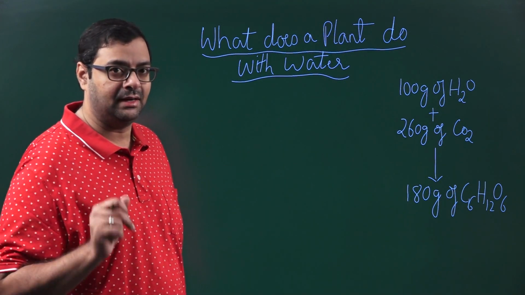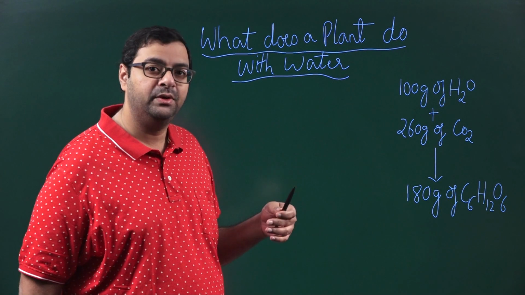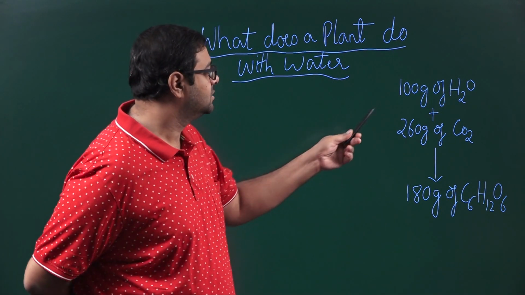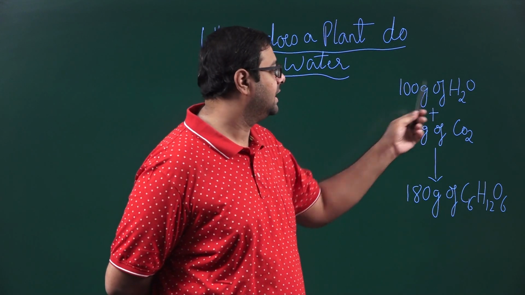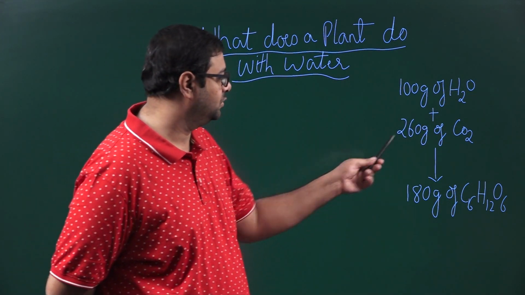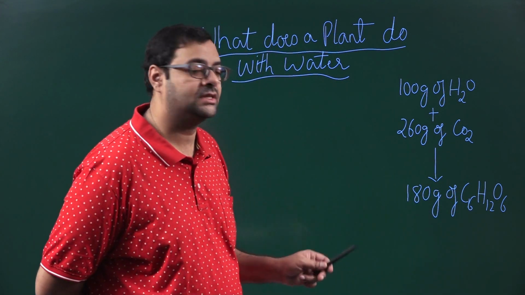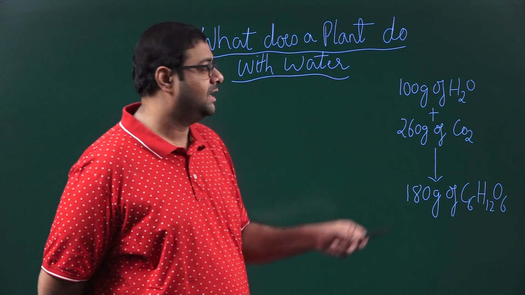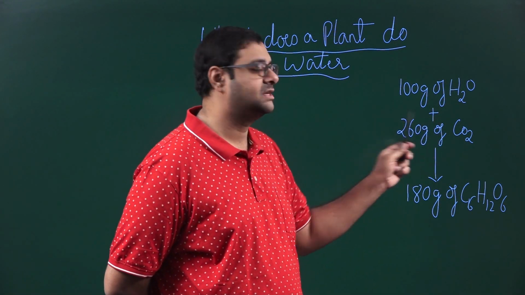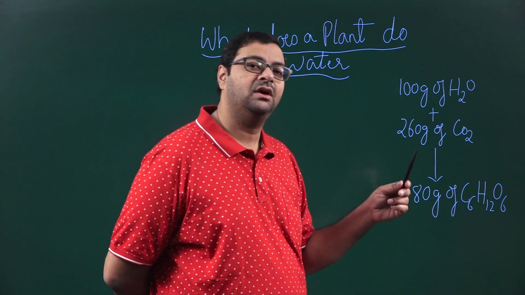But here is a fact. This is a chemically proven fact. If, for example, 100 grams of water combines with 260 grams of carbon dioxide, it gives us 180 grams of C6H12O6, which is a carbohydrate. This is basically the photosynthesis process. So 100 grams of water, 260 grams of carbon dioxide and 180 grams of sugar is what we are getting.